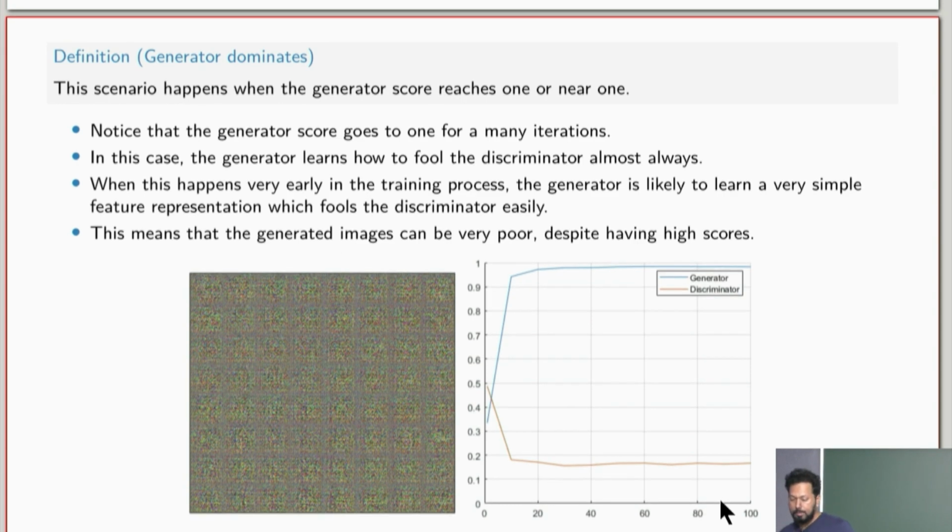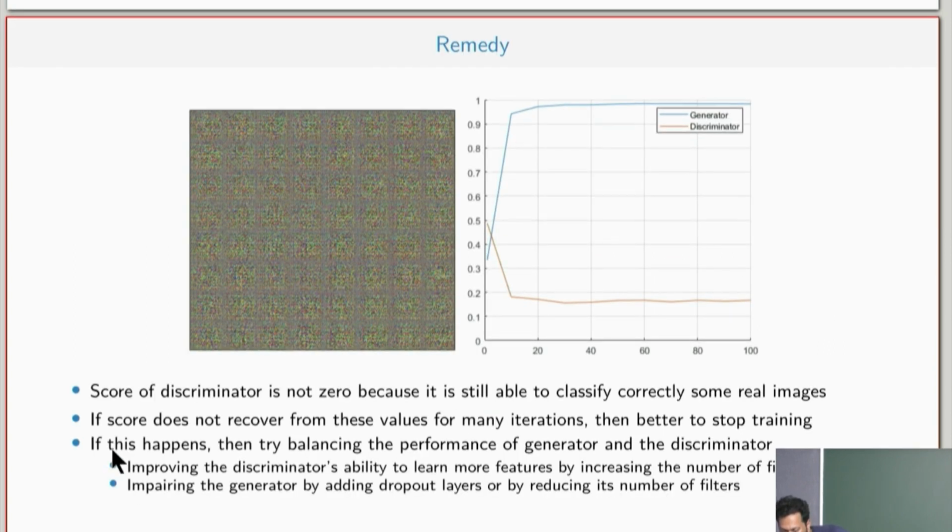Another case is when the generator dominates. In this case, the generator is getting a score of 1 and the discriminator drops down very quickly. Any graph that has these quick jumps is a sign that something is wrong. One way to check is to let the generator produce images, and you will see that those images are not diverse. Again, you do similar things. Here you have to play around again.